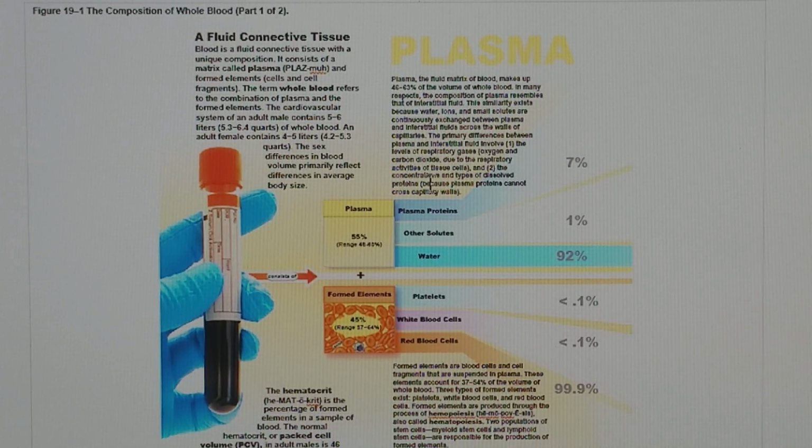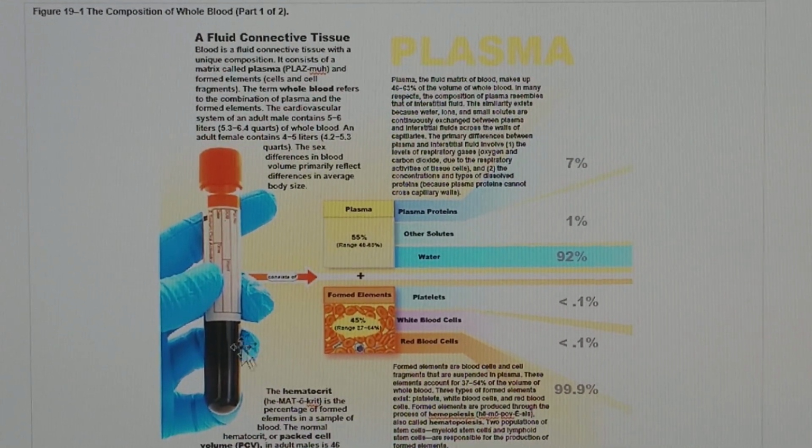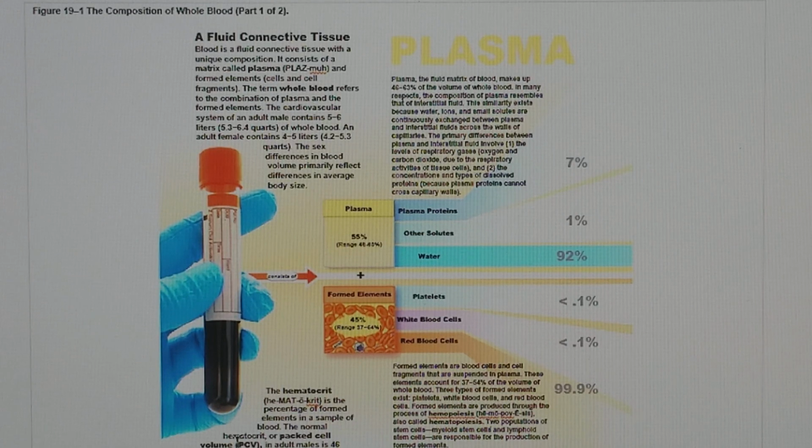We discussed the hematocrit a little bit. The hematocrit is the percentage of formed elements in a sample of blood. The normal hematocrit, or packed cell volume, in an adult male is 46, whereas with a female, it's 42. The sex difference in hematocrit primarily reflects the fact that androgens, which are male hormones, stimulate red blood cell production, whereas estrogen, the female hormone, does not.